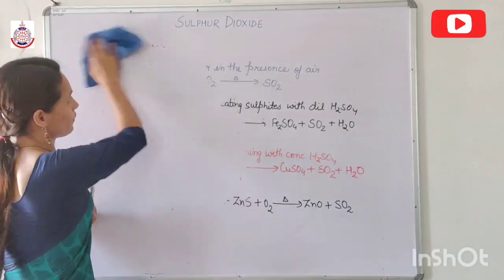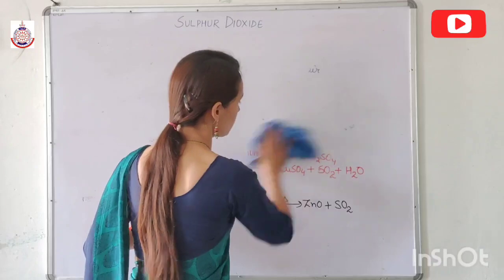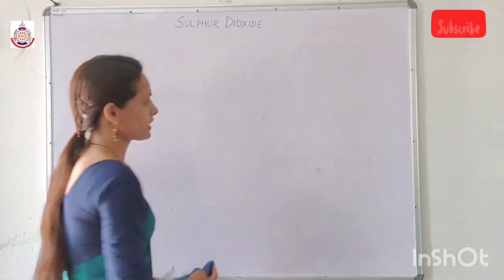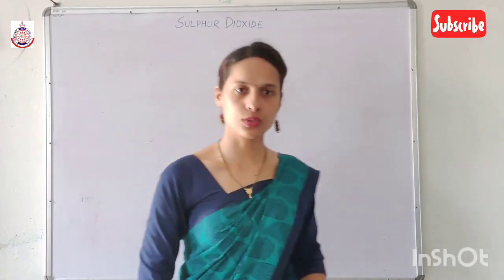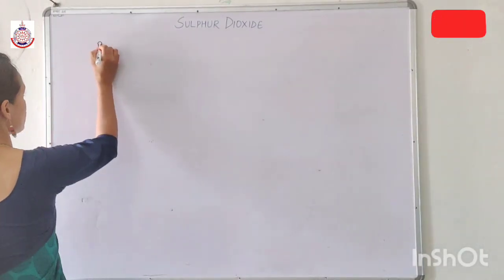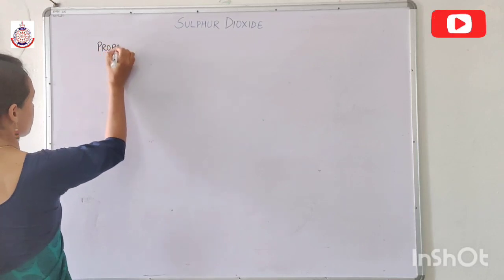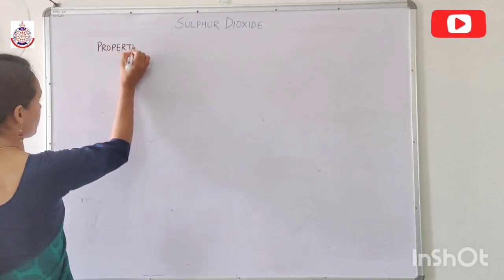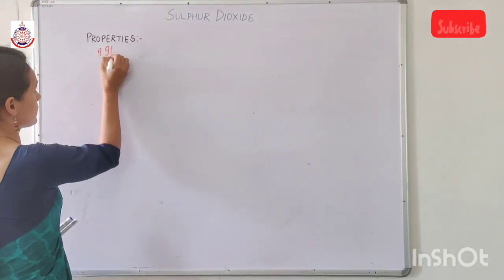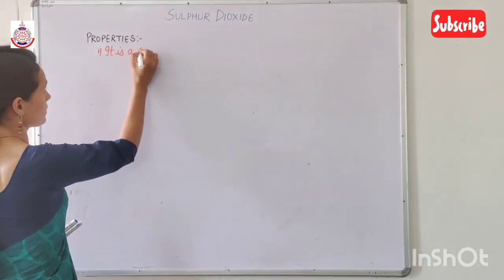Next we will talk about the properties of sulfur dioxide. We will take the physical and the chemical properties together. Properties of sulfur dioxide.